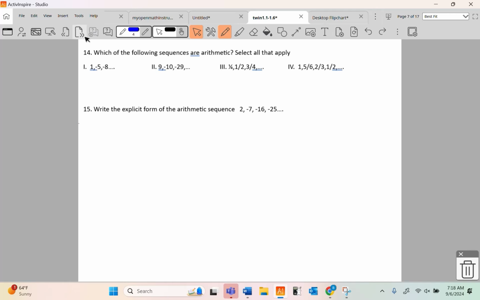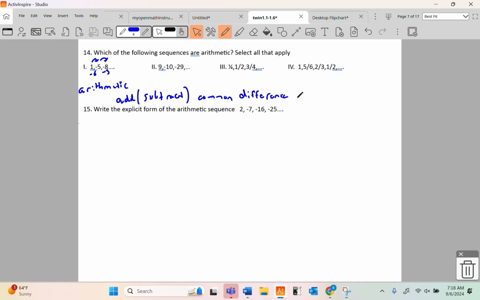Which of the following sequences are arithmetic? Arithmetic means we add or subtract. So what I'm going to do is I'm going to look for what's called a common difference. From 1 to -5, you lose 6. From -5 to -3, you lose 3. But you add or subtract a common difference.